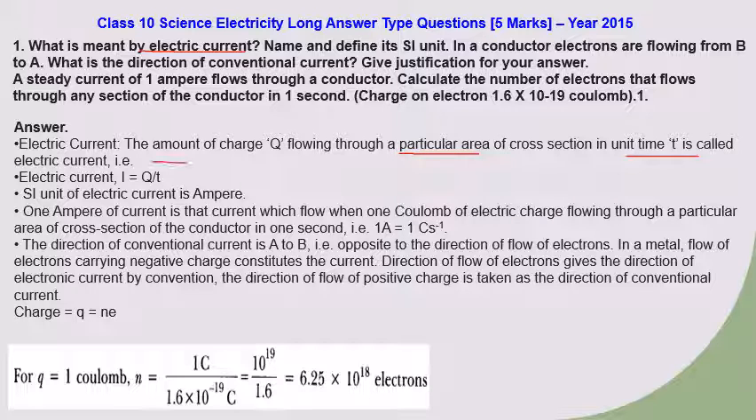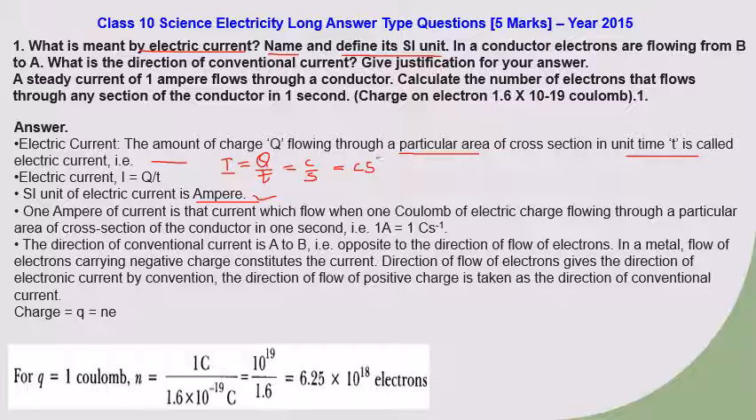Then name and define its SI unit. What is the name of the SI unit? We know that current I is equal to Q upon T. So there are two SI units. The first one is ampere, and the second one: what is the SI unit of charge? That is coulomb. The SI unit of time is second. So the other unit can be coulomb per second.